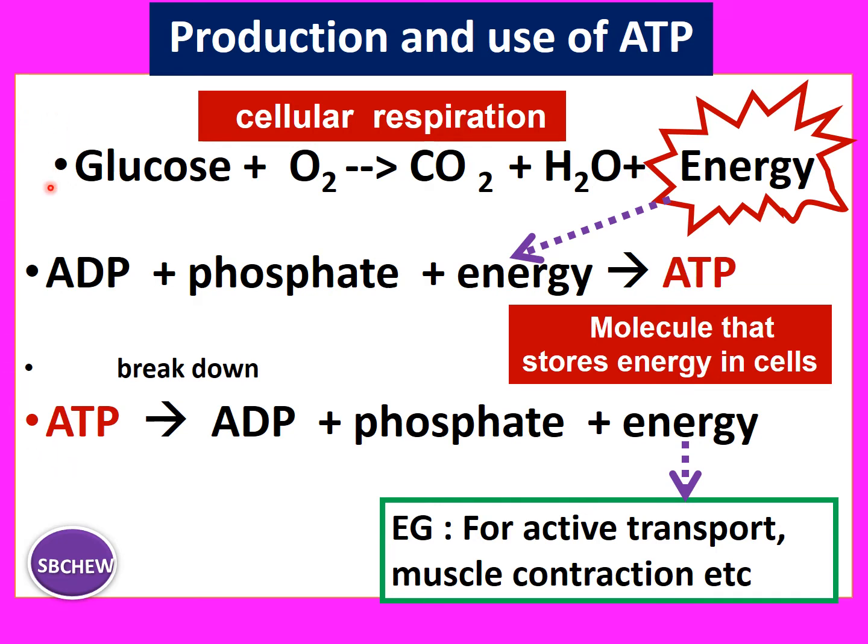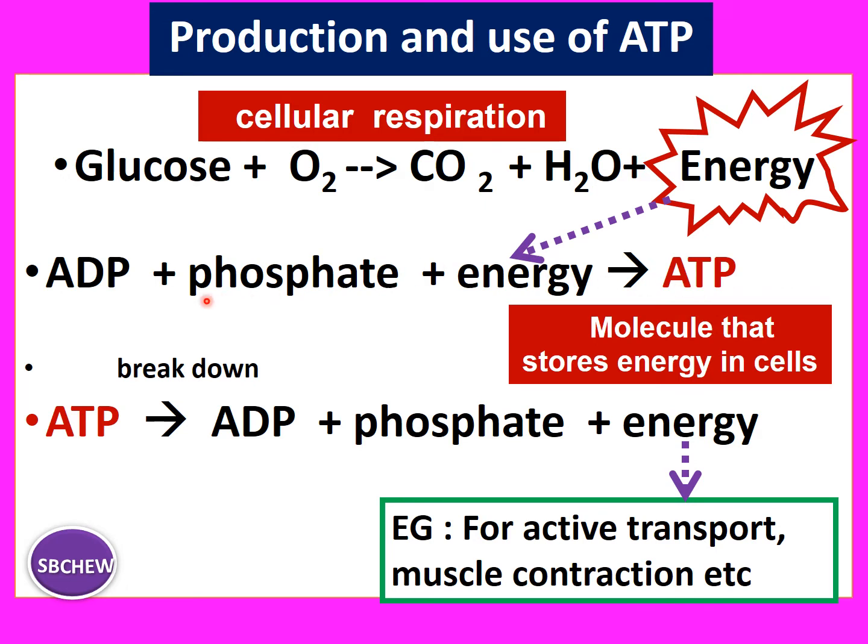These 3 equations show us the formation of ATP and the breakdown of ATP. Starting with cellular respiration, where glucose is oxidized by the cells using oxygen and is broken down into carbon dioxide, water, and energy. So this energy that's released from the oxidation of glucose is not used for muscle contraction or active transport directly. It must be stored in the ATP molecule.